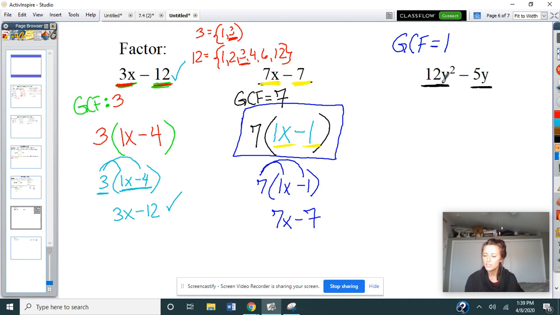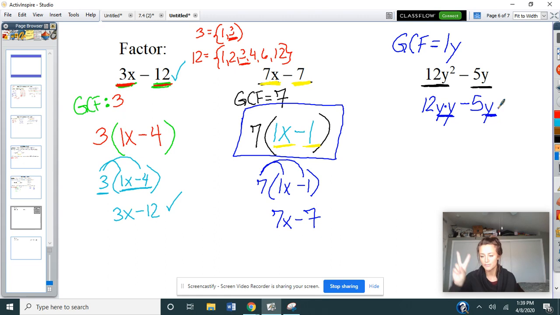But what else do they have in common? Now they have a variable in common. He has 12y squared. Now what does y squared mean? That means 12, and then y squared means y times y. So that means he has 2 y's being multiplied by each other. And this is minus 5y, and he has a y. So they definitely have a y in common, and the greatest common factor among the y is just y. He has 2 y's, but he only has 1. So the greatest number that they both have is only 1 y.